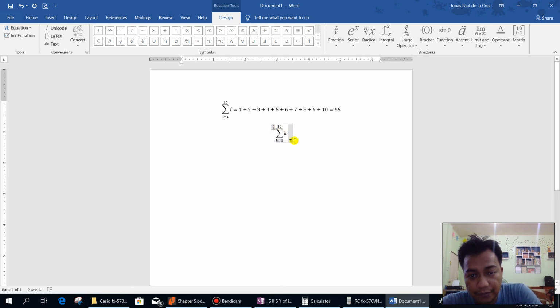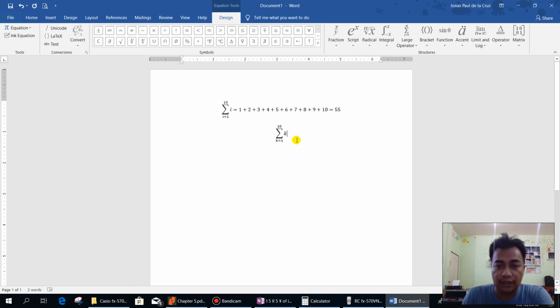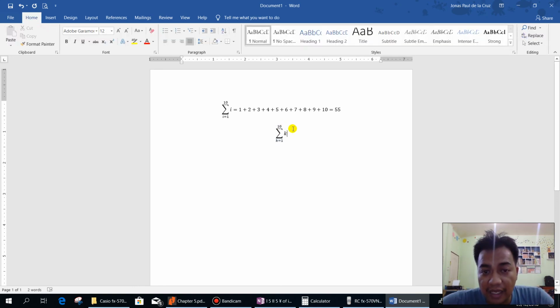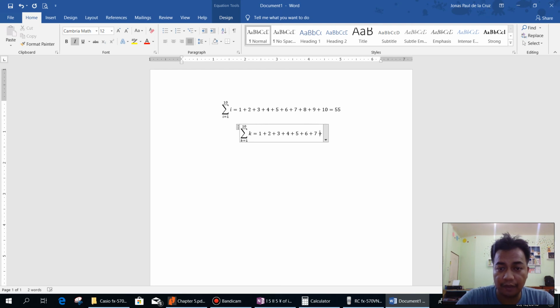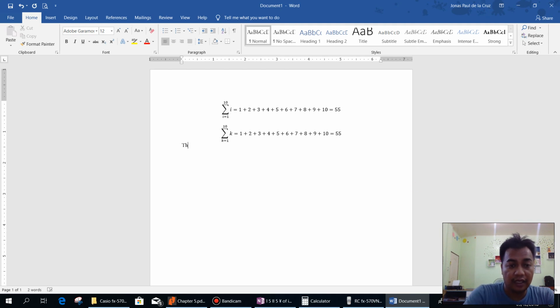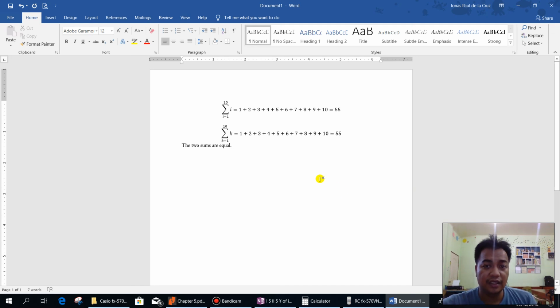And you can do, lumabas ako sa box, I need to press yung sa arrow button ko to the left. Dapat nagpapakita pa rin yung box every time I put something. Okay? Equals 1 plus 2 plus 3 plus 4 plus 5 plus 6 plus 7 plus 8 plus 9 plus 10 equals 55. And you can type the two sums. For your conclusion, the two sums are equal. And that's it. Okay, okay na yan for the first 4 problems.